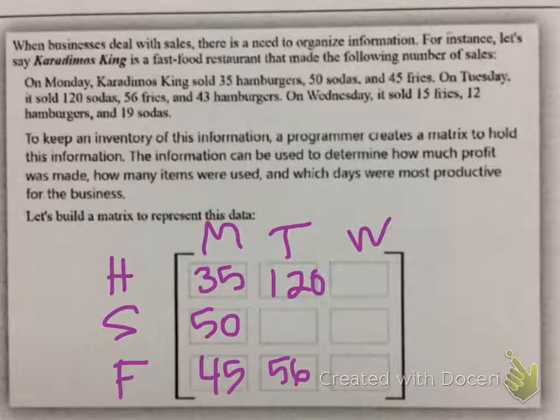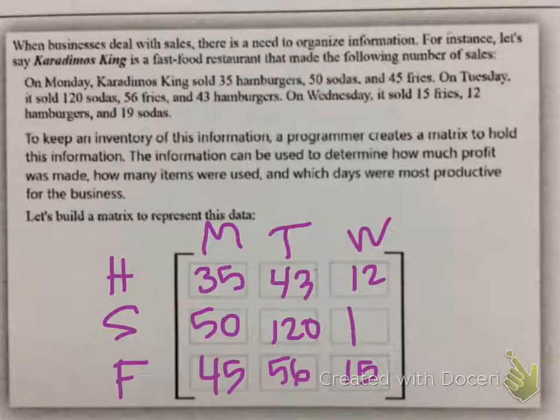Oh, hold on. I did that wrong. It was 120 sodas, 56 fries, 43 hamburgers. And then on Wednesday, it was 15 fries, 12 hamburgers, and 19 sodas. So what I've done now is created a matrix that represents all of that information that was up there in those paragraphs in one really nice, quick and easy way to look at the information.